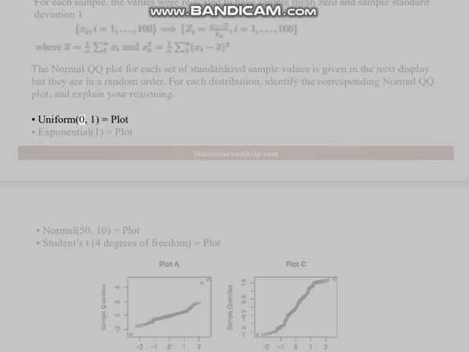Uniform 0, 1 equals plot, exponential 1 equals plot, normal 50, 10 equals plot, Student's t, for degrees of freedom, equals plot.